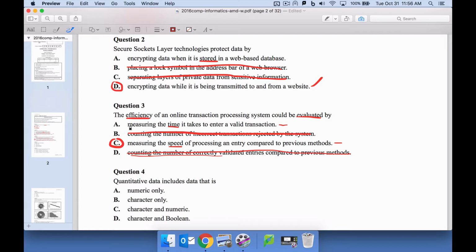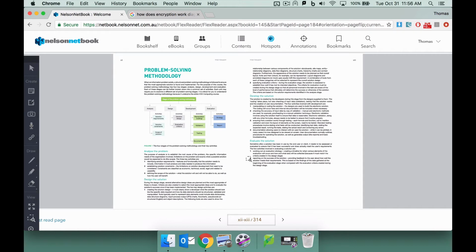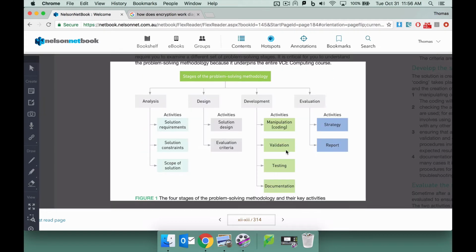At the start of our books, it looks at the problem-solving methodology. So reading up about or remembering the problem-solving methodology and each of its stages will be required for the exam.